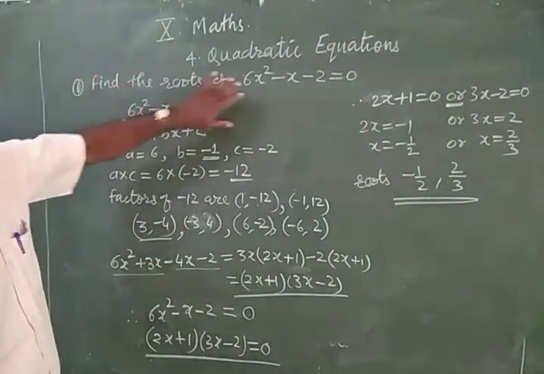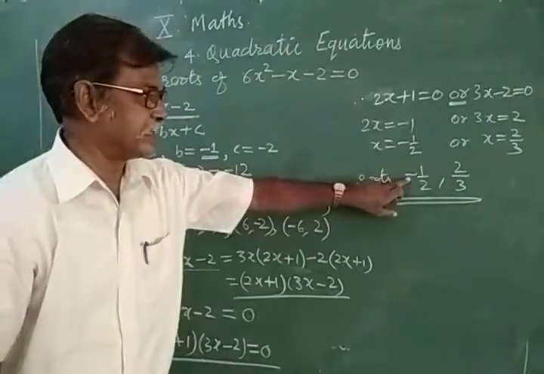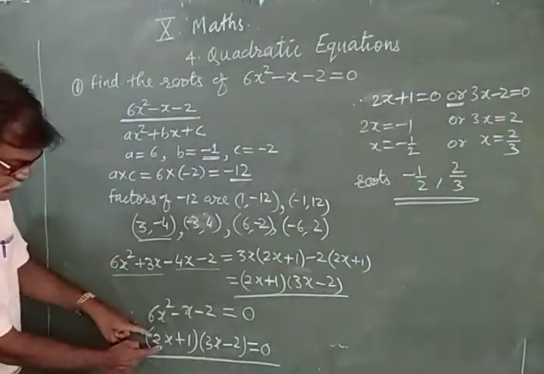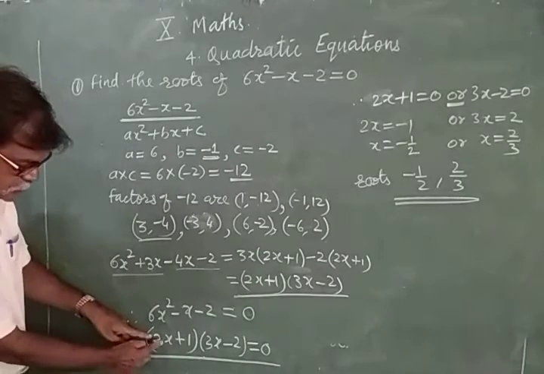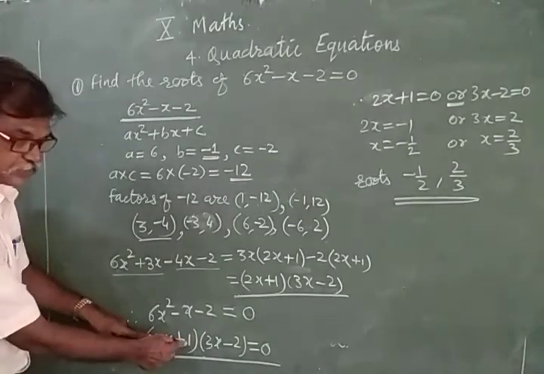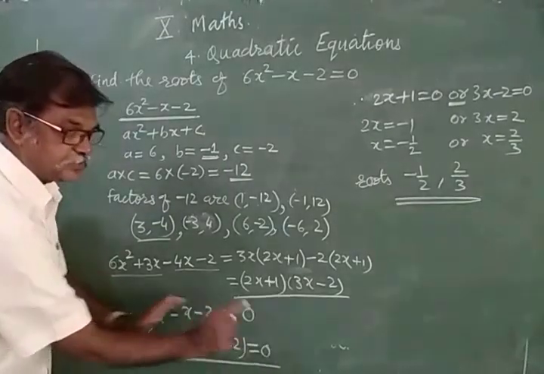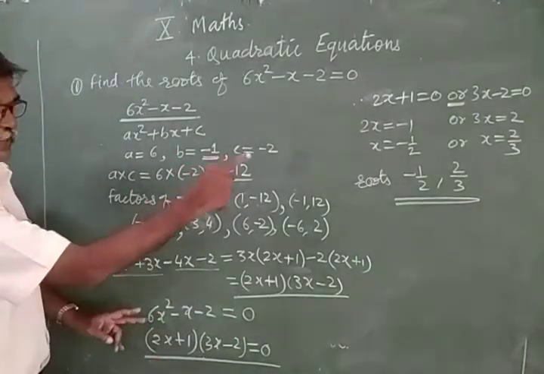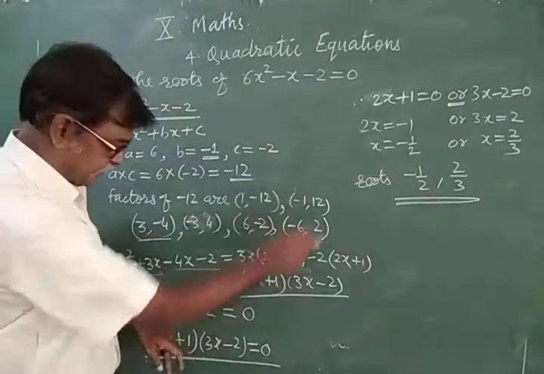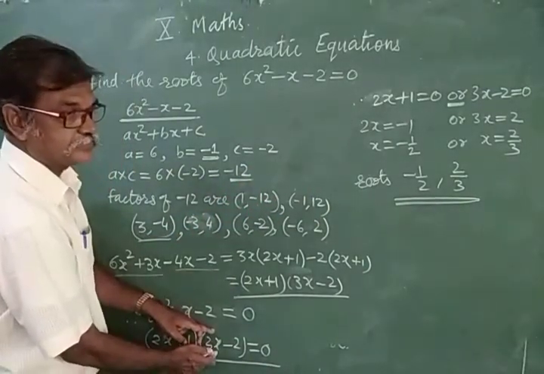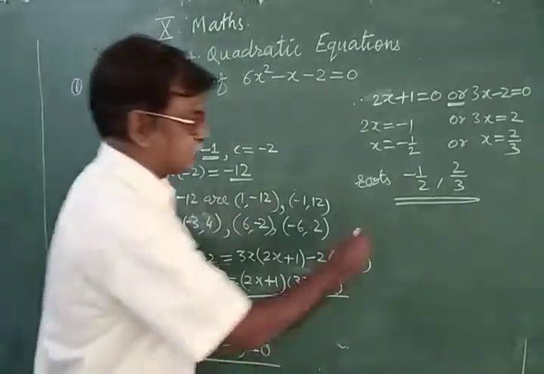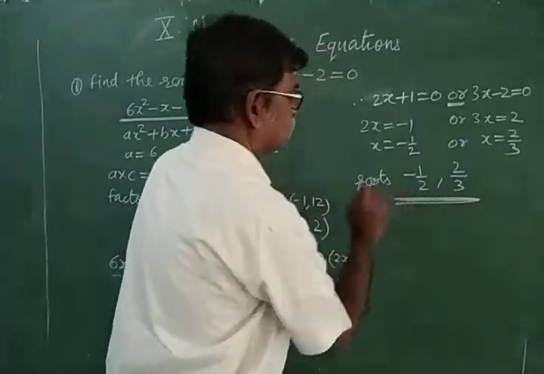We can substitute both values. See, minus 1 by 2 is from here. So if you substitute here x is equal to minus 1 by 2, 2 into minus 1 by 2 to get cancel minus 1 plus 1, 0, 0 into this bracket will be 0. Means by minus 1 by 2, first bracket will be 0. And 2 by 3, the second bracket will be 0. So like this, we get two roots.